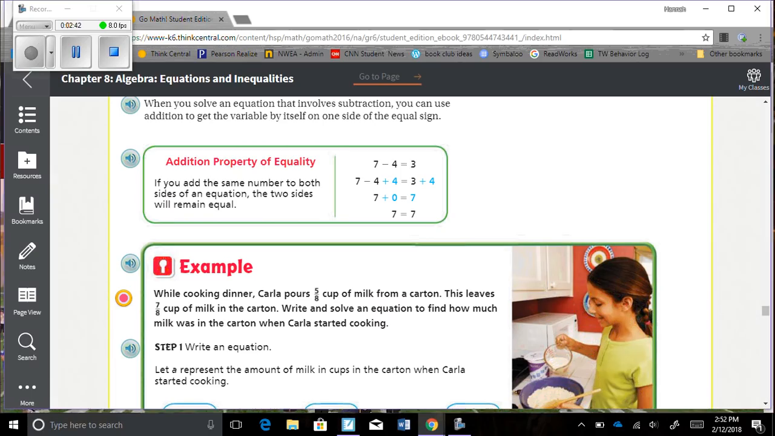When you solve an equation that involves subtraction, you can use addition to get the variable by itself on one side of the equal sign. So the addition property of equality is saying if we have 7 minus 4 equals 3, and we add 4 to both of them, 7 minus 4 plus 4, which would cancel out the 4s, and the same thing on the other side, 3 plus 4, then we would get 7 equals 7.